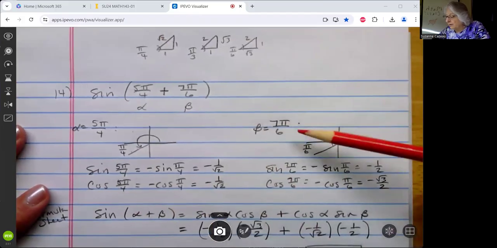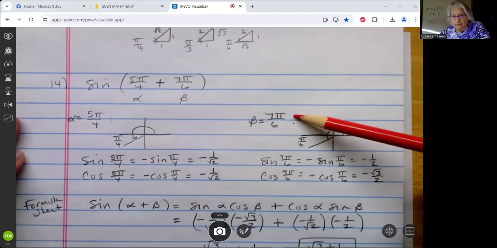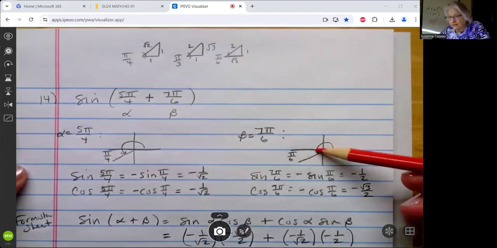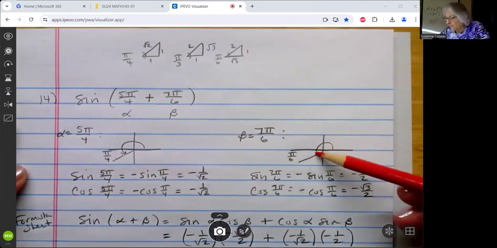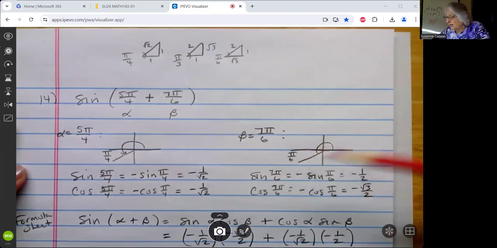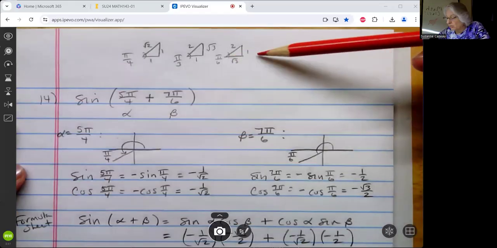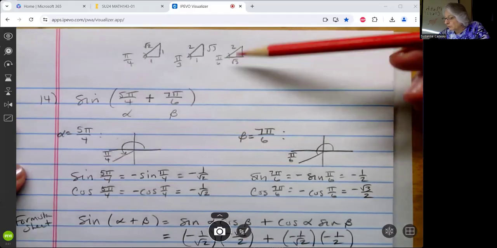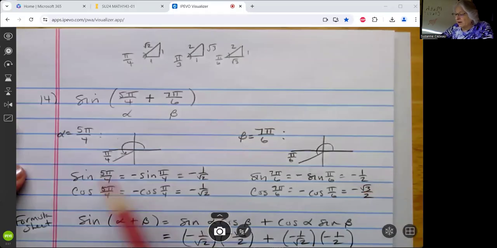And now we can do the same thing with 7 pi over 6. Beta is 7 pi over 6. So I've got pi, and then I've got a 1/6 pi more. So now this is my reference angle. And again, sine and cosine are both negative in quadrant 3. So this is negative sine pi over 6. This is negative cosine pi over 6. So negative 1/2, because you're on the pi over 6 triangle now. And then the cosine is root 3 over 2 with a negative. So there, I've got all 4 of these.